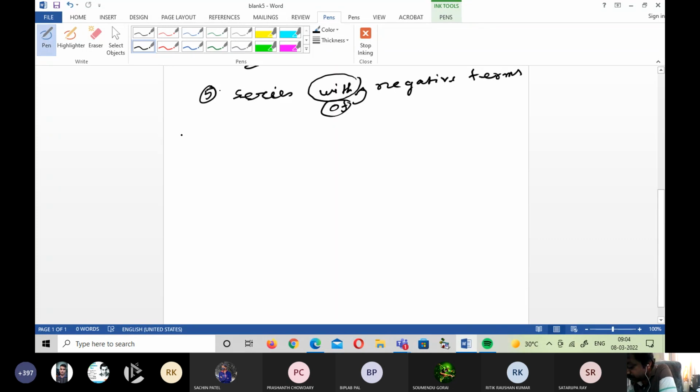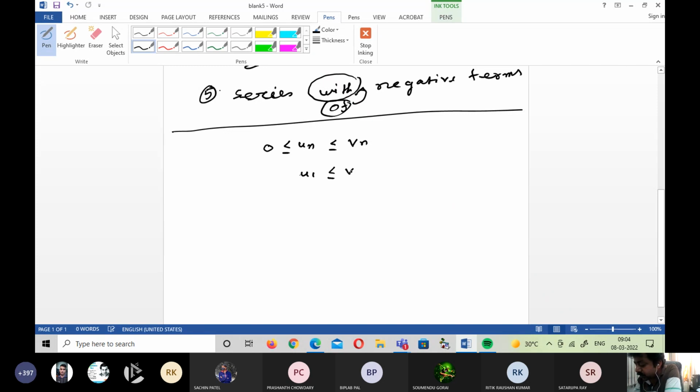First of all, comparison test. Suppose 0 less than or equal to un less than or equal to vn. Then obviously, if this condition is given, u1 is less than or equal to v1, u2 less than or equal to v2, u3 less than or equal to v3. Then we can easily conclude that the summation, u1 plus u2 plus and so on, is basically capital sigma of ui, i equals 1 to infinity.